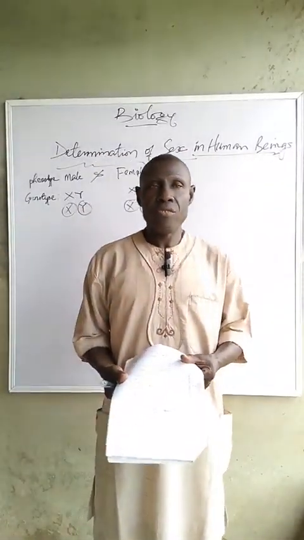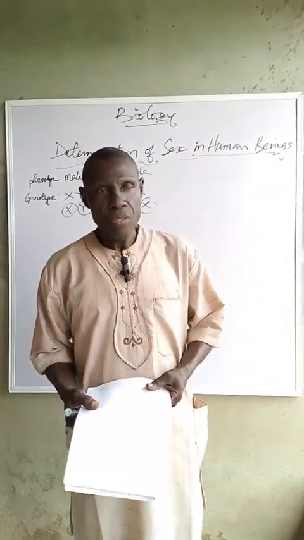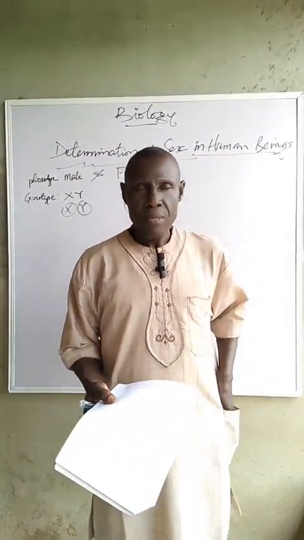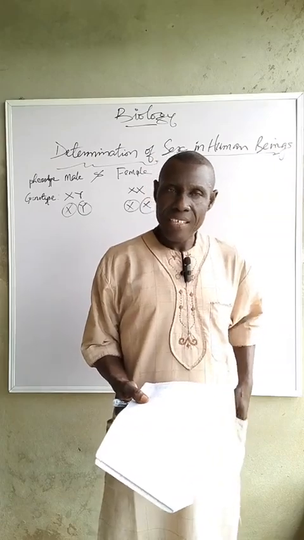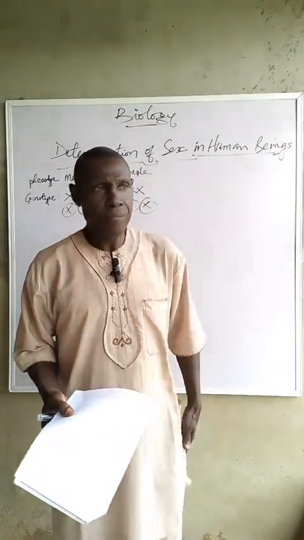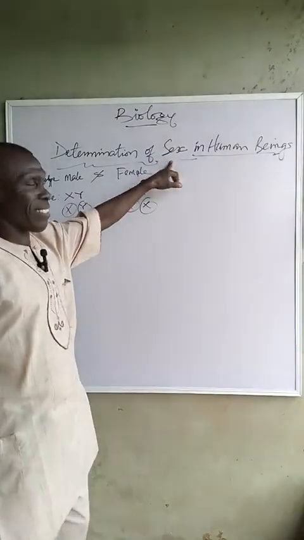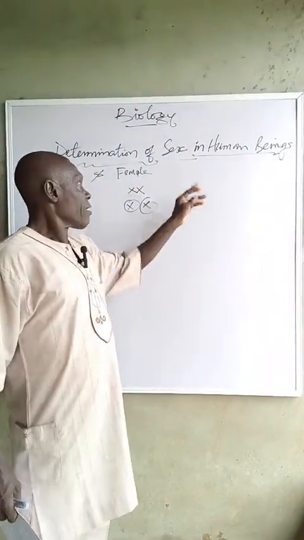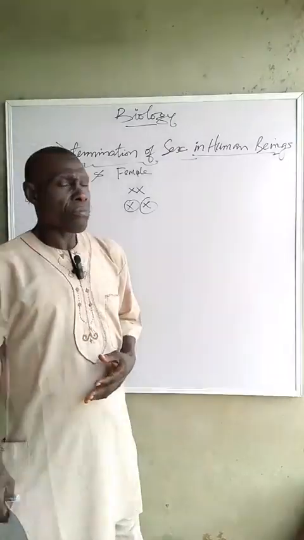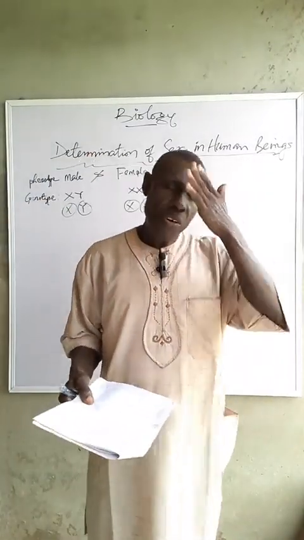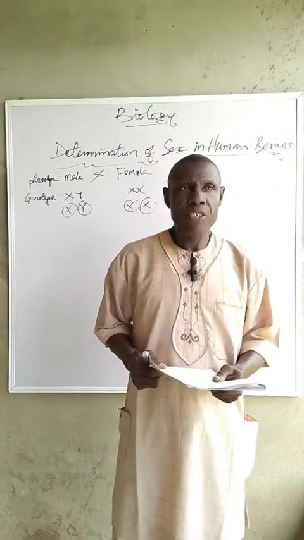But right away, I lecture on biology. So my last lecture was the hybrid inheritance, a method Mendel used in determining how characters are transferred from parents to offspring. Right away, we'll be talking about determination of sex in human beings. Sex here stands for the gender, either a male or female. So how a male child or a female child is born. Now listen carefully to what I have.